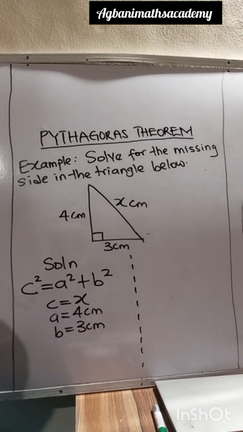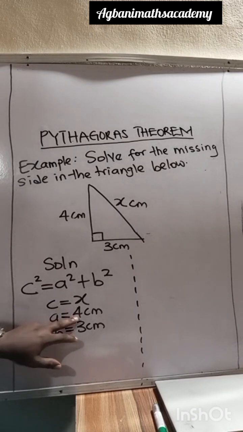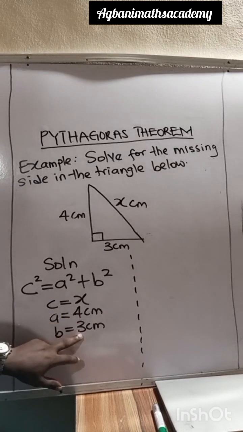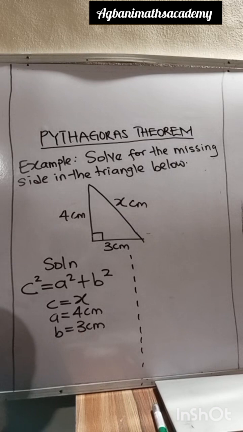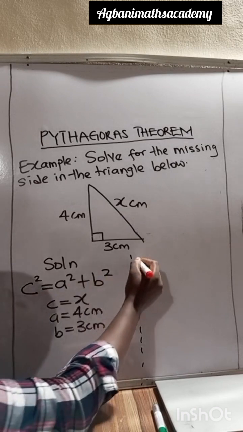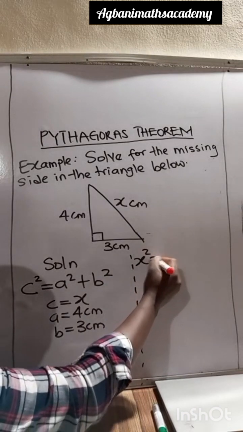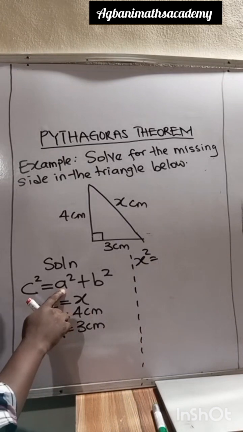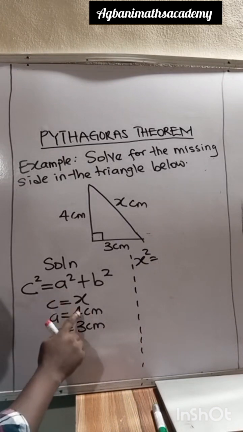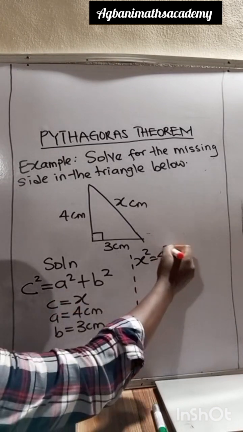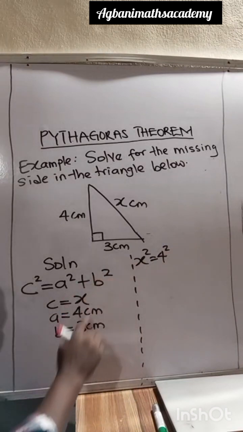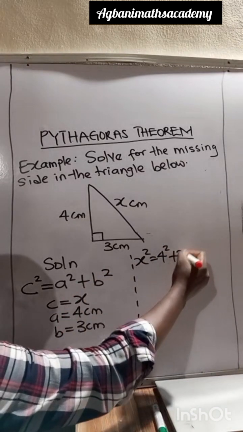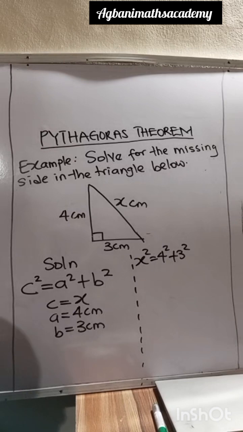Okay. So with this, wherever I see my C, I'm going to put X. Wherever I see A, I'm going to put 4. And wherever I see B, I'm going to put 3. So let's do that. So instead of having C squared, I'm going to have X squared is equal to, instead of having A squared, I'm going to have 4 squared. And instead of having B squared, I'm going to have plus 3 squared. Okay?